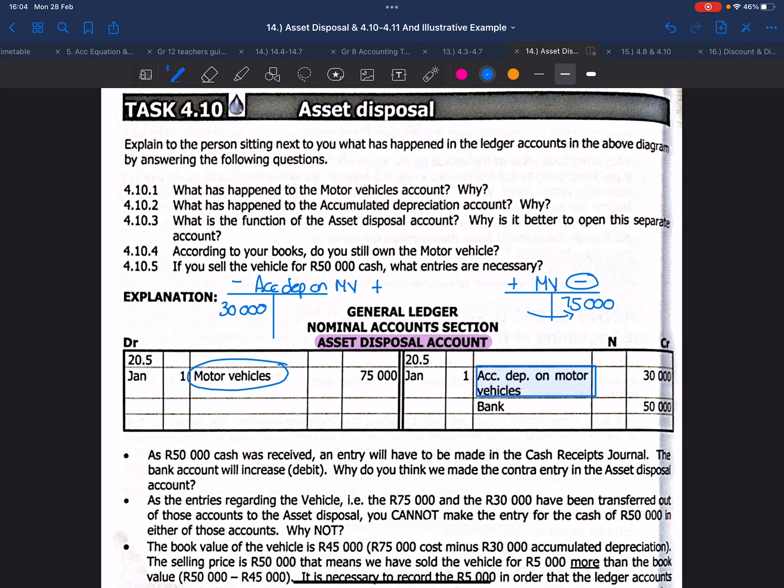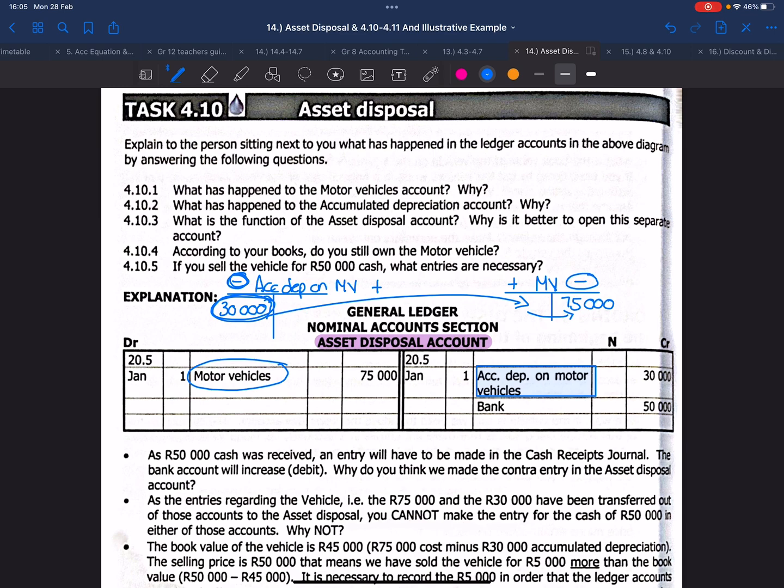So just like when we sold the vehicle and we took the cost out, we have now taken out the accumulated depreciation relating to the vehicle that was sold out of our books. So we debited our accumulated depreciation, we decreased our negative asset, and we credited our asset disposal account.